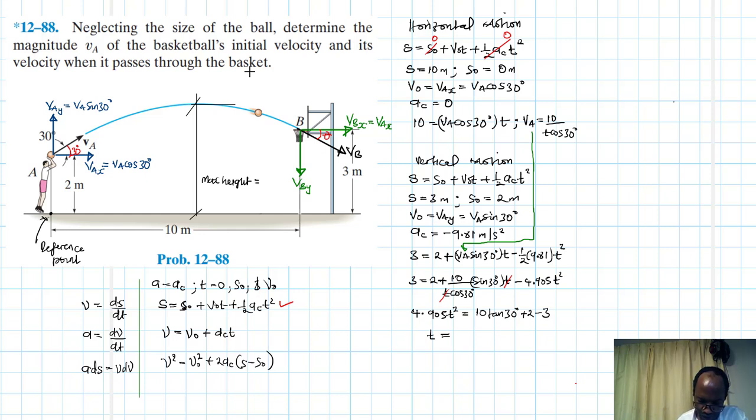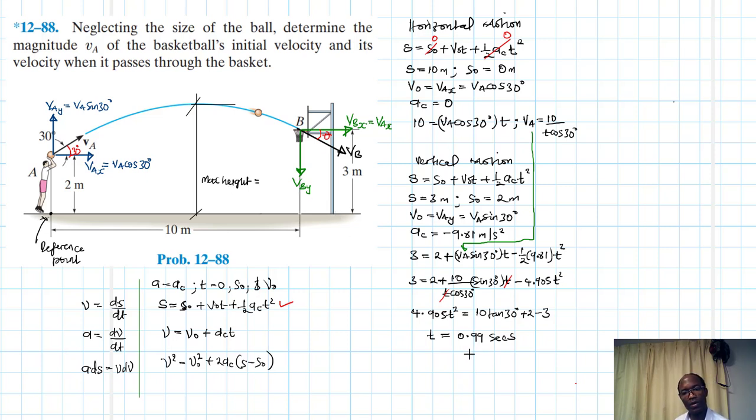So we have the square root of 10 tan 30 plus 2 minus 3 divided by 4.905. I'll round it off to 2 decimal places. Okay, so I'll say seconds. So this is the time it takes for the ball to reach B.